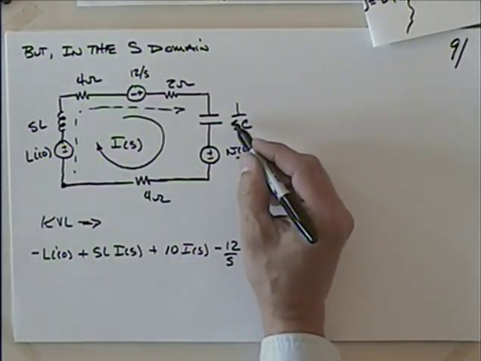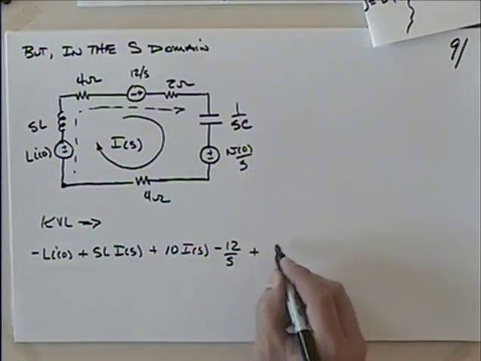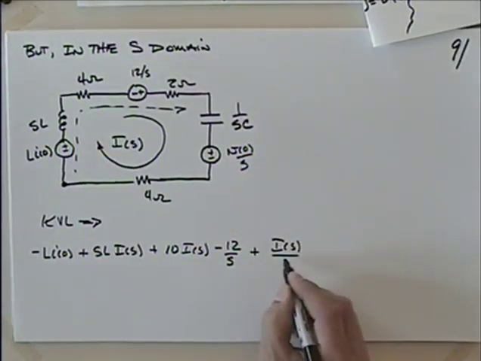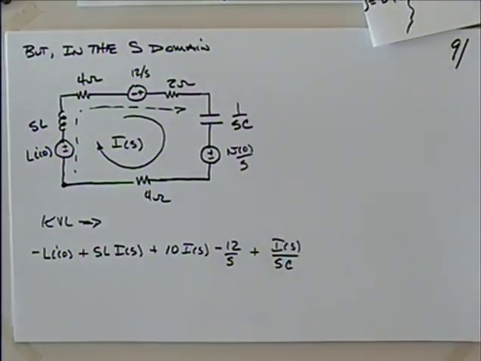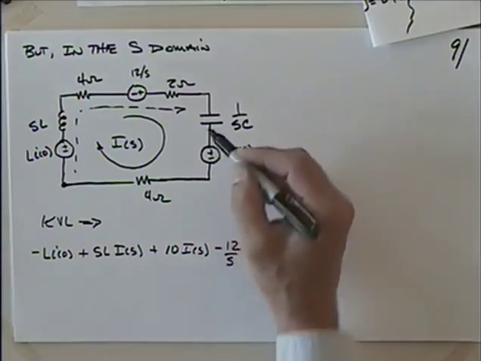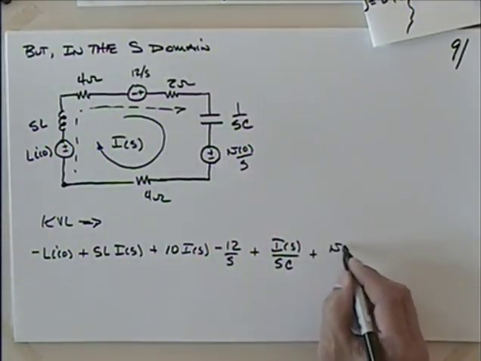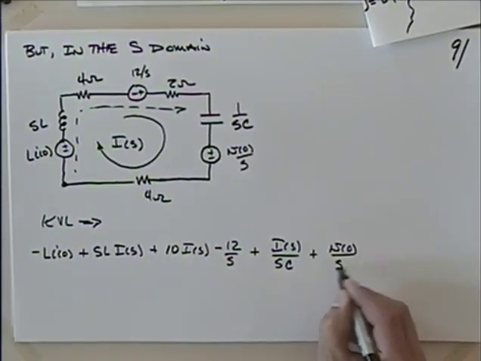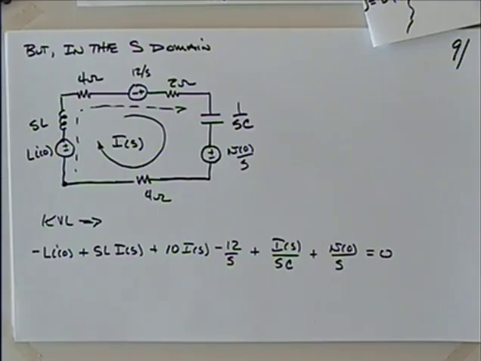And then I get over here, what am I going to have with the capacitor? Positive IS divided by SC. You multiply that by IS, you can get that. And then this was a drop, wasn't it? So I can just say it's positive initial voltage over S. Gets me back to my starting point because I've included that 4 ohm resistor in that 10. We should be good there, right?